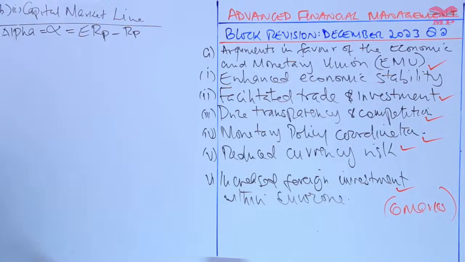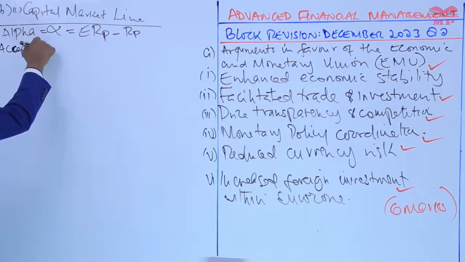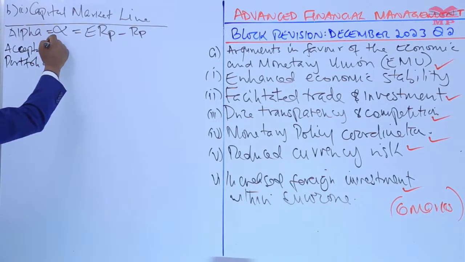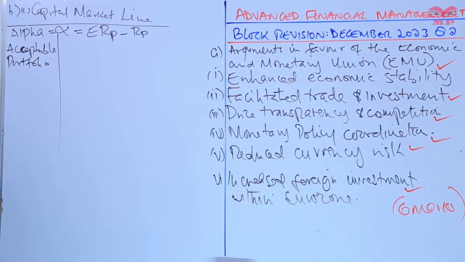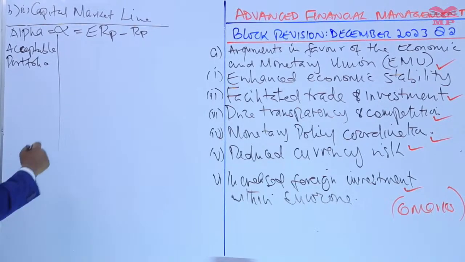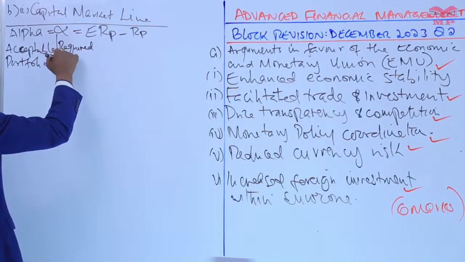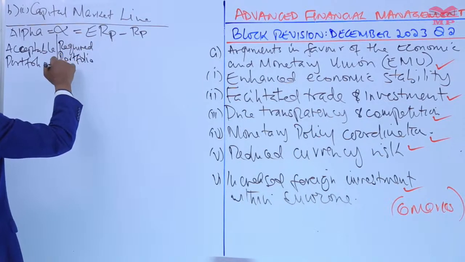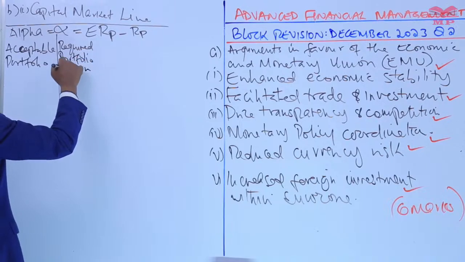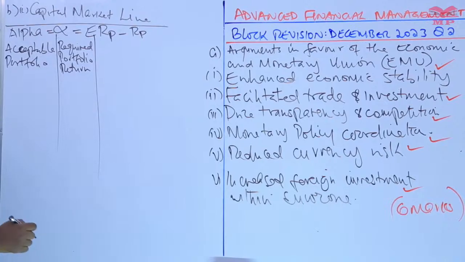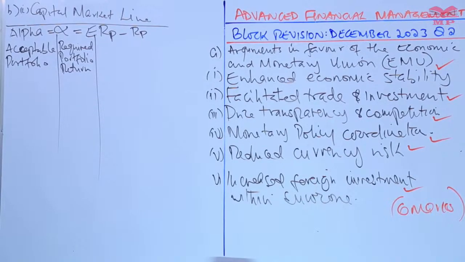We are going to calculate the alpha for each portfolio. So you'll have a table here, one column for the acceptable portfolio. Then you'll have another column for the required portfolio return. Another column will be on the expected portfolio return.